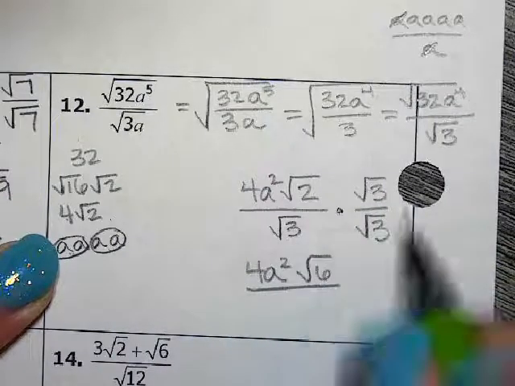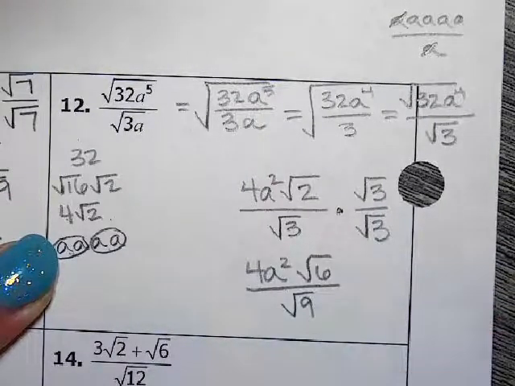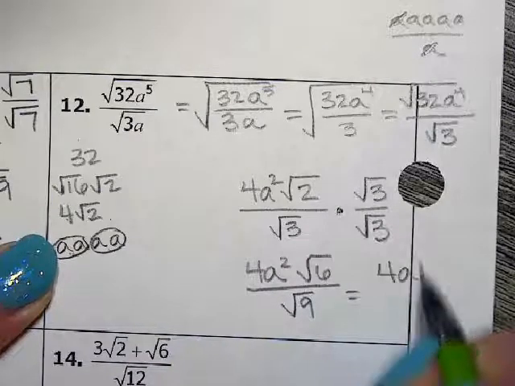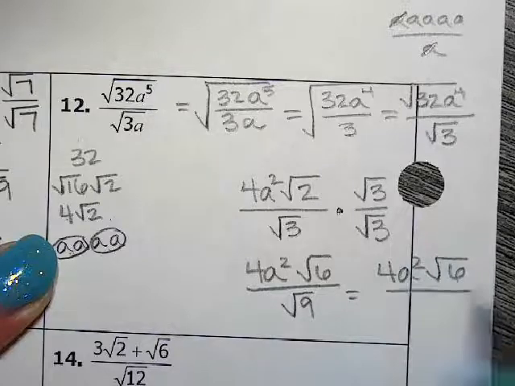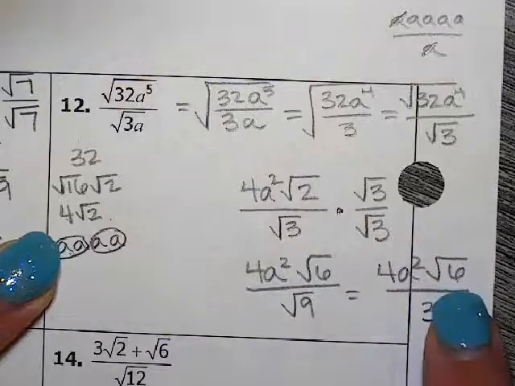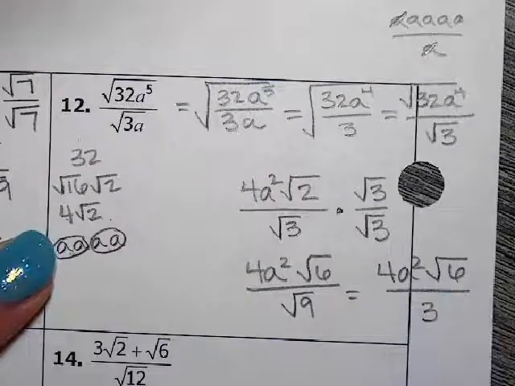4a squared root 6. Root 9 is 3. Root 6 cannot be reduced. That's just 2 times 3. And then 4 over 3 is not a problem. That cannot be reduced either.